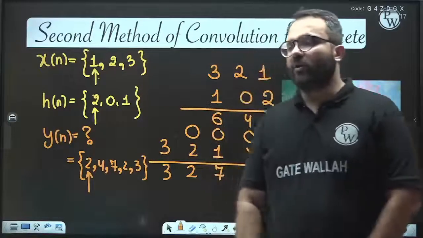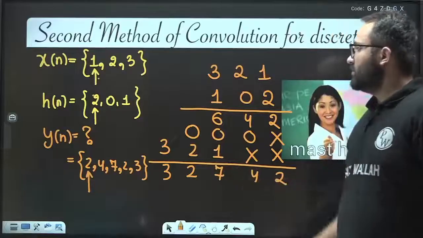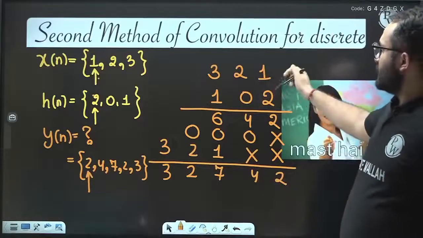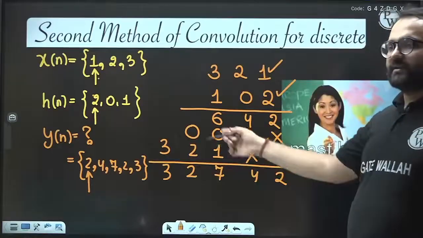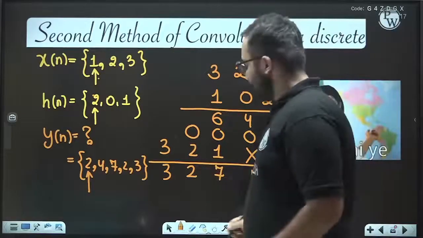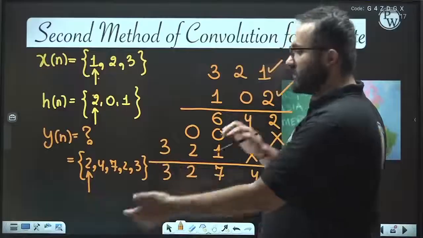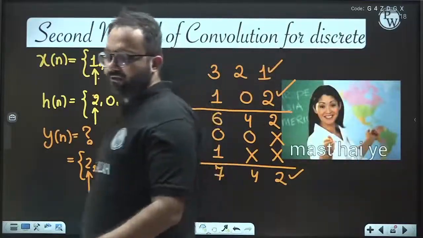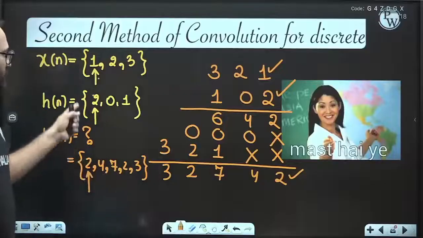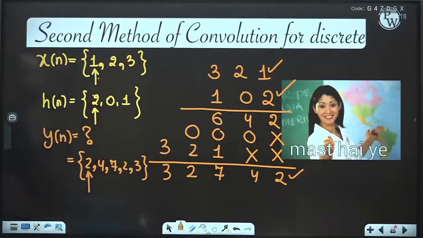I hope all of you are able to do it. Great. This is the method: reverse x[n], reverse h[n], multiply them and add to get y[n]. But this y[n] will be in the reverse order, so put it in the reverse order to get y[n]. And since both the signals start at 0, y[n] will also start at 0.